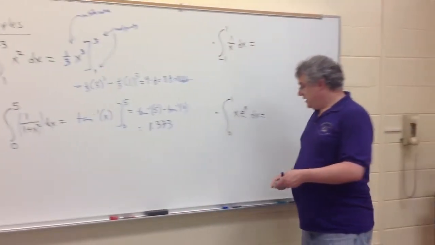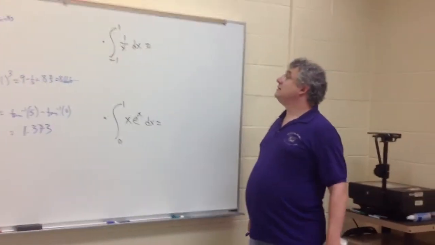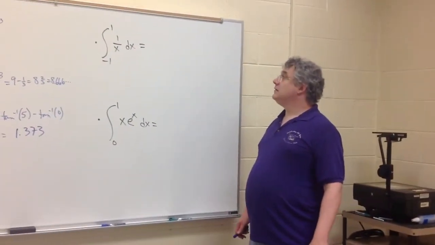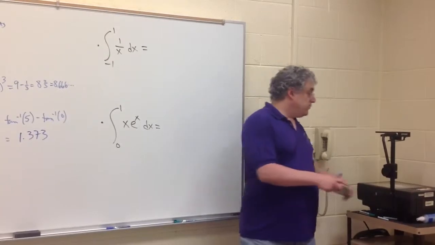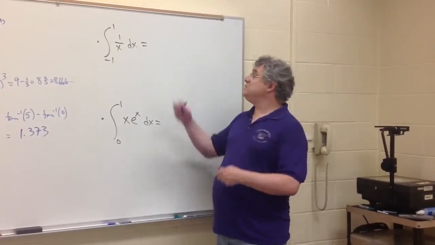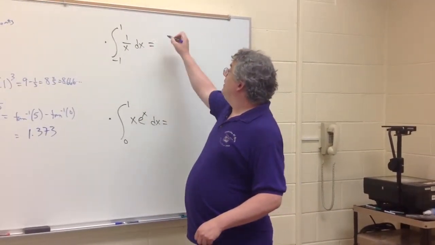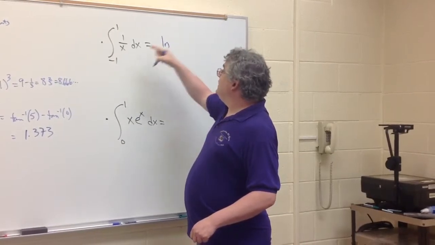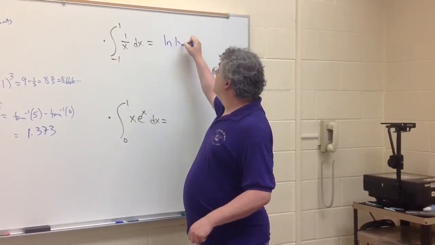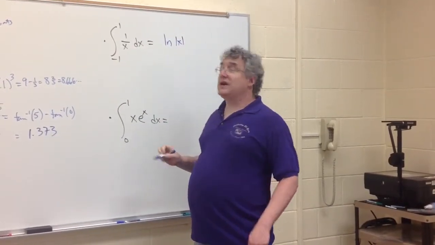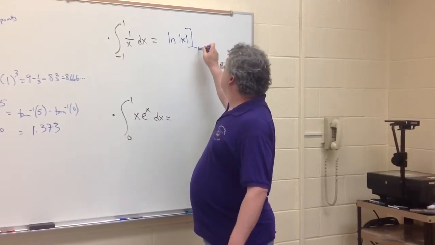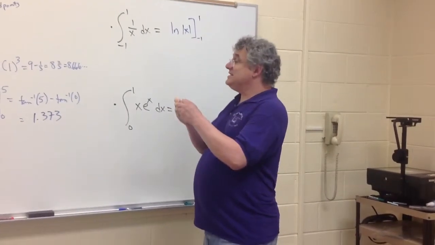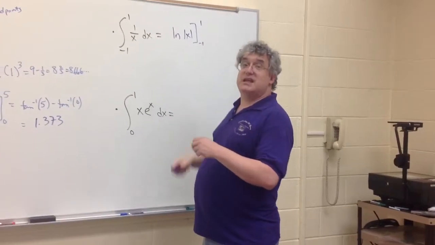Let's try two more, and I'll give you some seconds to work on this. Okay, with the pause button, you had all the time in the world. And what about this one? Well, hopefully you remember that there's an antiderivative, even with negatives. It's the natural log of the absolute value of x. And then you can start plugging this in, and because of the absolute value there, the minus is not going to be a problem.